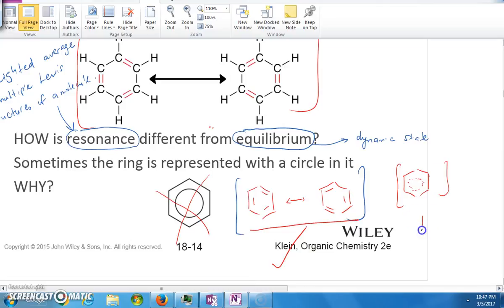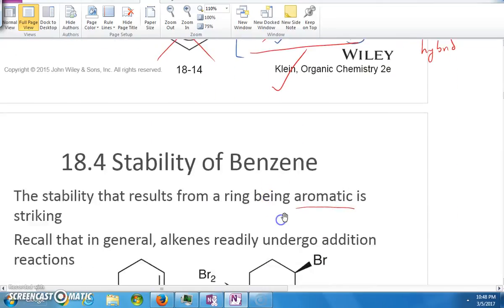So this will be considered to be the hybrid, because this is showing the bonds as neither single nor double. But I want to say that when you're describing benzene, make sure you don't use this kind of structure. Make sure you use either this or this. Okay, so this is just something I want to give you a heads up on.